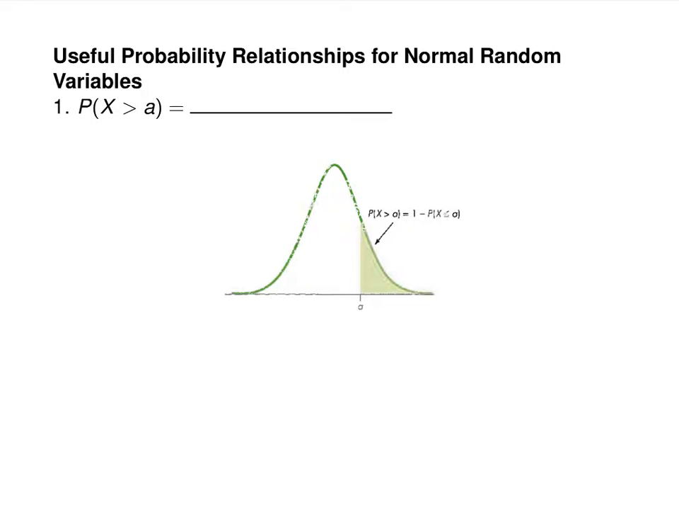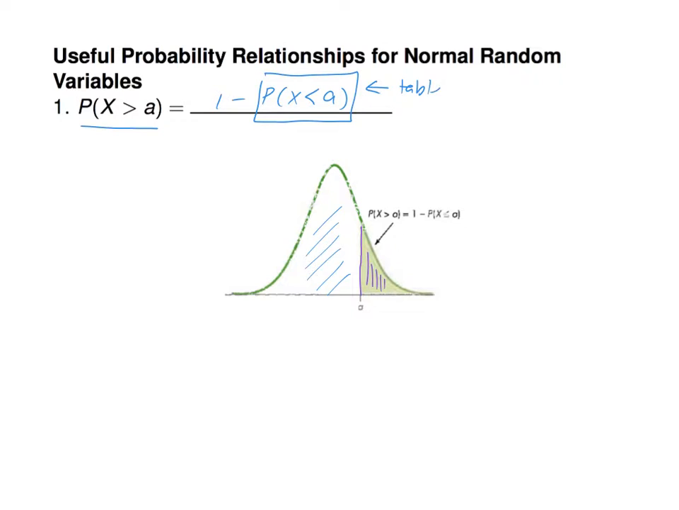Okay, so let's look at this one. Suppose I wanted to find this area, but my table will only give me the area to the left. So you take that and subtract it from one. It's the complement rule. So the probability that x is bigger than a is 1 minus the chances that it's less than a. Does that make sense?